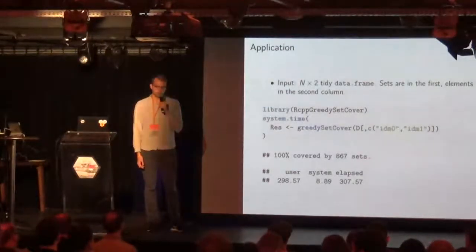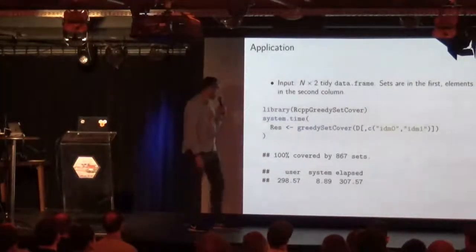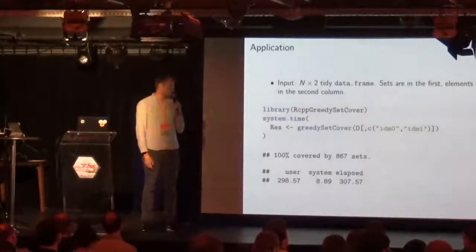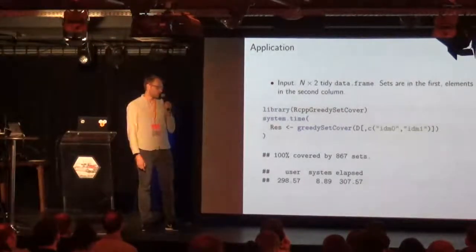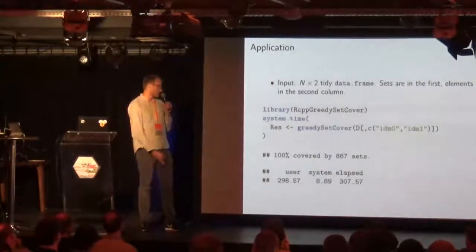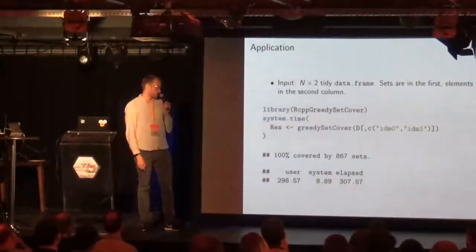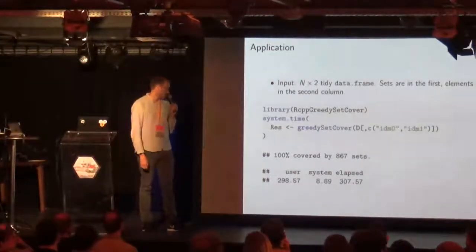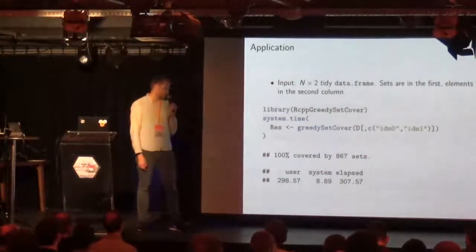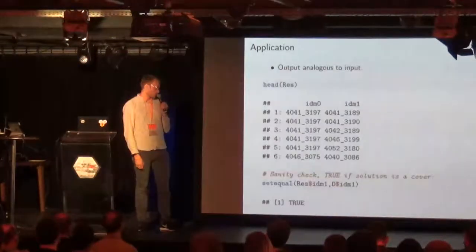The package is pretty easy to use. It consists of a single function called GreedySetCover. And you just input a long data frame, which consists of 2 columns. The first column is always the set. The second column is always the elements. Like I said, the type can be arbitrary, more or less, because sets and elements are mapped to integers internally. And this here took like 5 minutes, which was fast enough for our application.